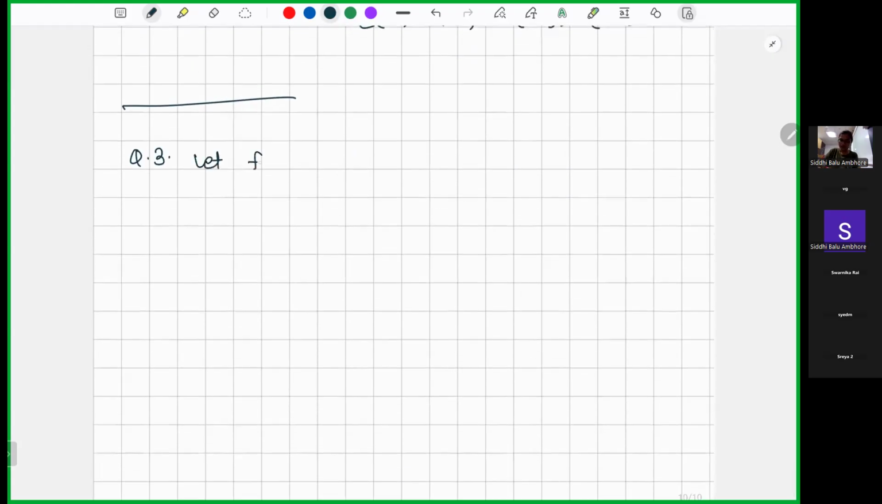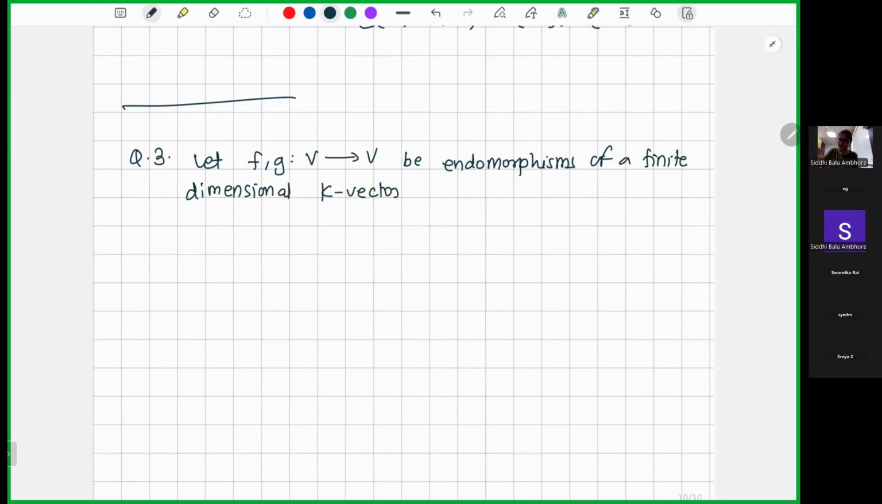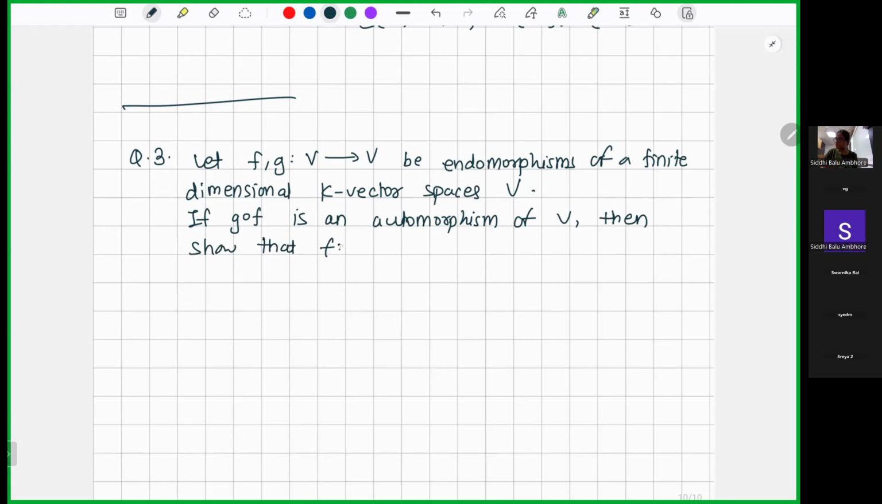So let F and G from V to V be endomorphisms of a finite dimensional k vector space V. And they are saying that if G composed with F is an automorphism of V, then show that both G and F are also automorphisms.